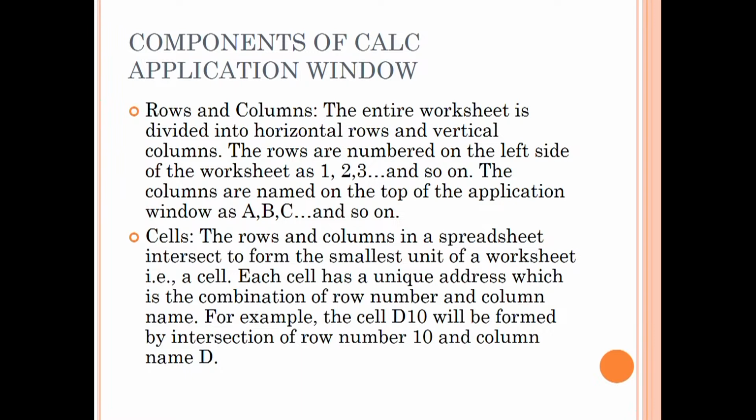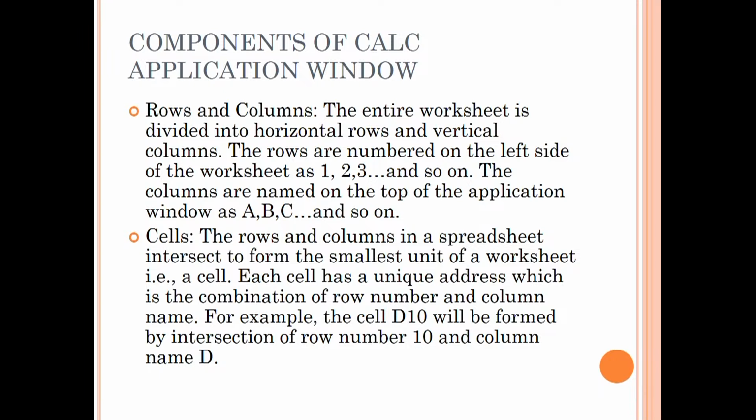Now let us talk about rows and columns. The entire worksheet is divided into horizontal rows and vertical columns. The rows are numbered on the left side of the worksheet as 1, 2, 3 and so on. The columns are named on the top of the application window as A, B, C and so on.